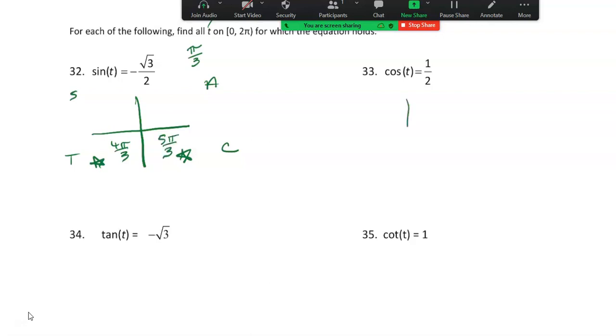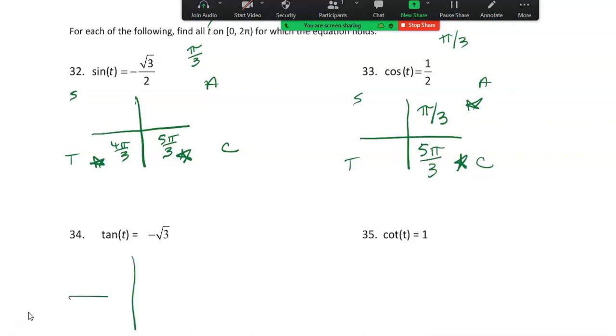Okay, 33. Cosine is positive. Okay, so all students take calculus. The fact that cosine is positive puts it here and here. Now look at the actual value, 1/2. Find the reference number. It is pi/3. Pi/3 is one of my answers. And then find the angle in the fourth quadrant with that denominator of 3, and that is 5pi/3.